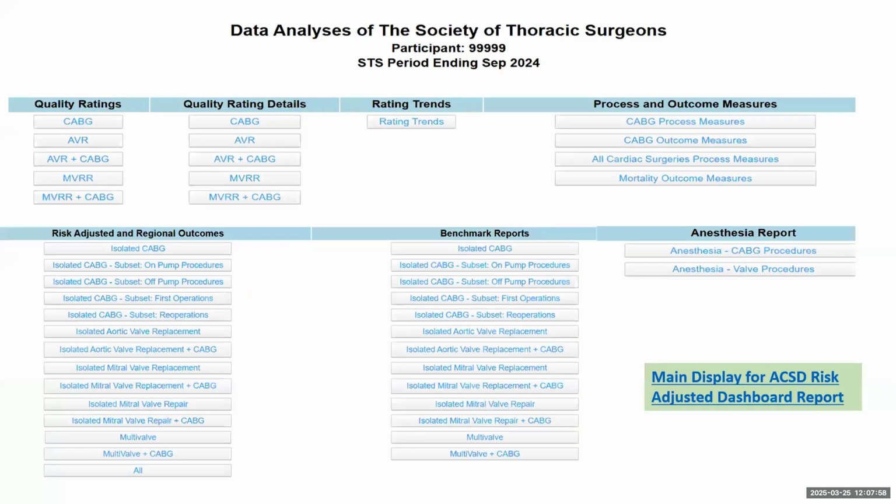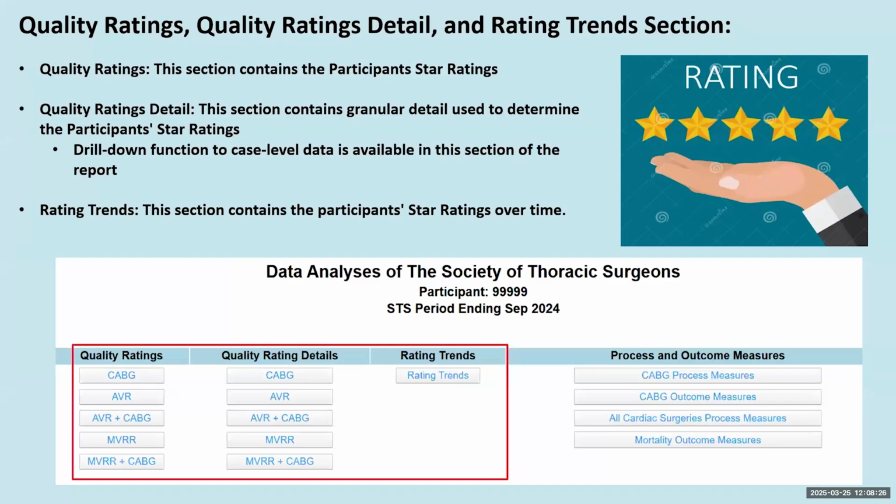Okay. So when you first open up your risk-adjusted dashboard report, this is the main screen that you enter into. And you can see there's quality ratings, rating trends. There's all kinds of different sections that you can go into. We're going to talk about these sections, and then we're going to talk about the things that are relevant in the sections. So we start with the quality rating detail in the rating trends section.